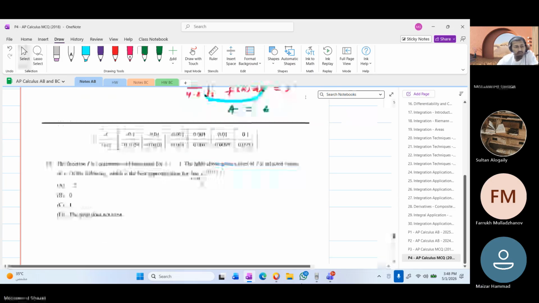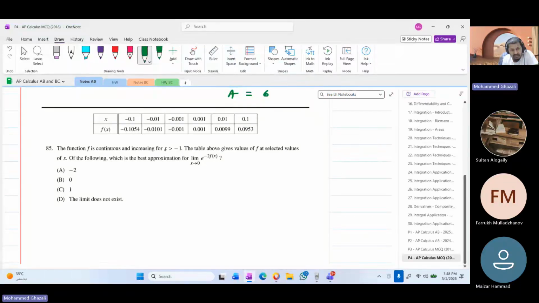Next question. The function f is continuous and increasing for x greater than -1. The table above gives the values of f at selected values of x. Which one of the following is the best approximation for the limit as x approaches 0 of e to the power -2 f of x? You can just take the limit as x approaches 0 into the function on the top. So what you're left with is e to the power -2 times the limit as x approaches 0 of f of x. So let's do that. What is the value of this?